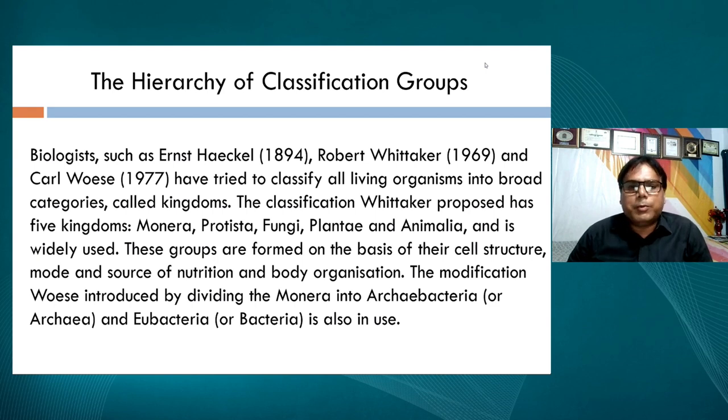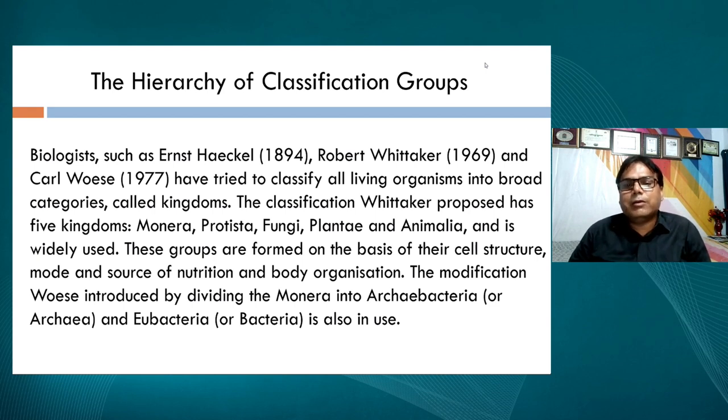The name of the biologist is Haeckel, Ernest Haeckel. Another one is Robert Whittaker, and another one is Carl Woese. Besides these biologists, there are others like Copeland and Carl von Linnaeus, who have also contributed. But Ernest Haeckel, Robert Whittaker, and Carl Woese tried to classify all living organisms into broad categories called kingdoms.